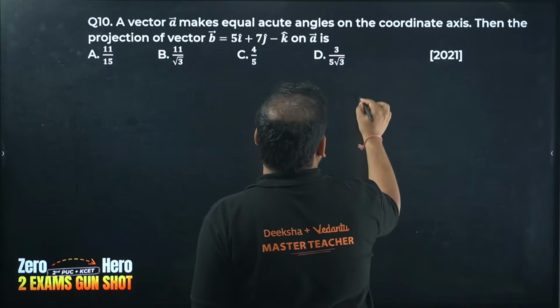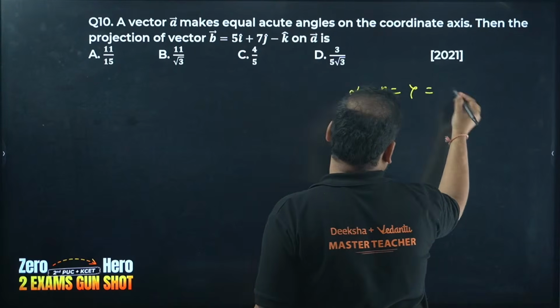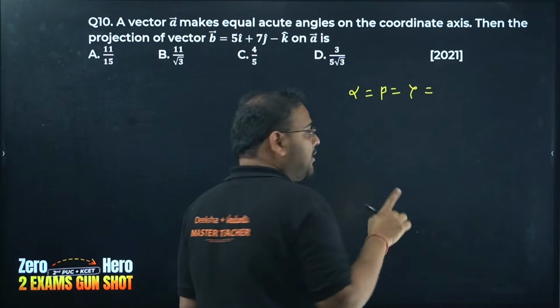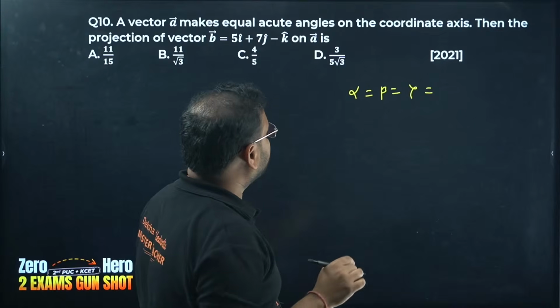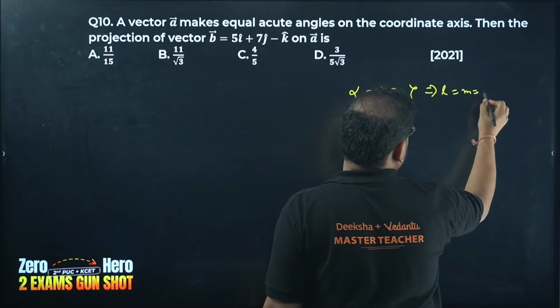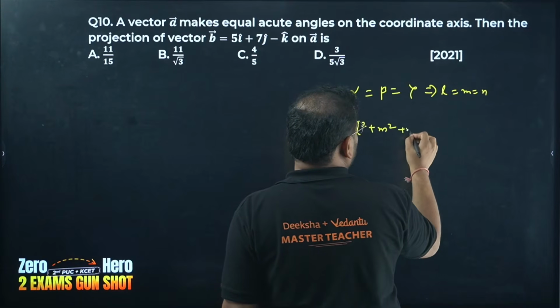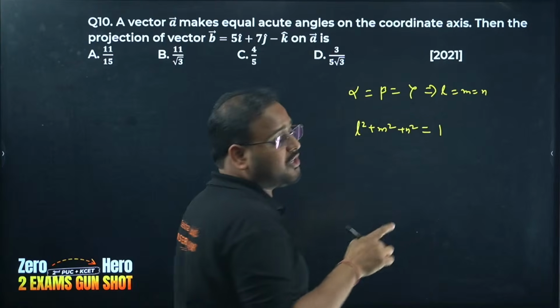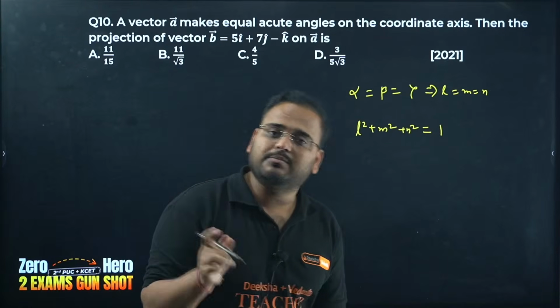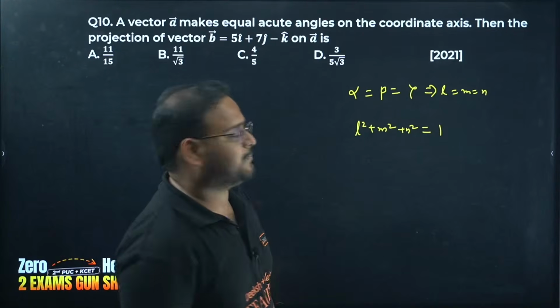Okay. So they're saying that alpha, beta and gamma are all equal. Okay, they're all equal. Got it? And it means that L equals M equals N, and we have the property L square plus M square plus N square equals 1. Again, as I mentioned, this is a vector question but using the concept of 3D geometry. That's why I taught you what I taught in the beginning.